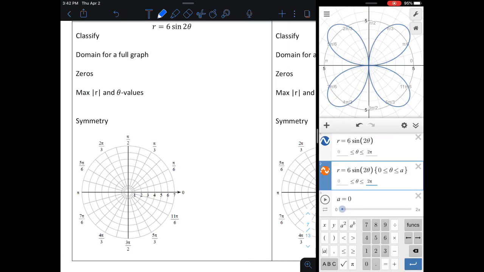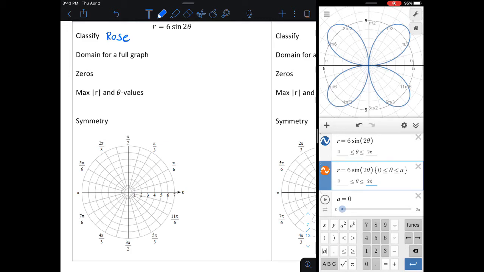Okay, let's look at this next one. r equals 6 times sine of 2 times theta. I already have it put in here on Desmos, and we look, and it makes a rose curve. I see all the different petals. So we have a rose curve. It has 4 petals. We don't have to write that.